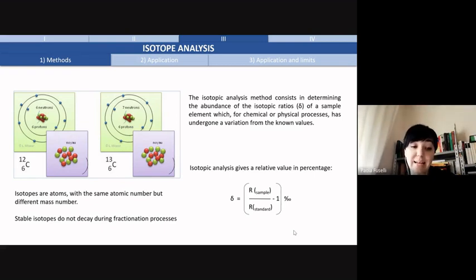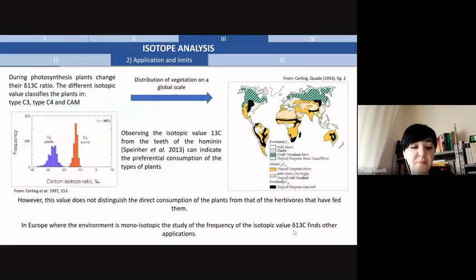Isotopic analysis gives a relative percentage of values expressed by this formula, where R is the isotopic ratio measured by the spectrometer. Next slide. From the teeth, it is possible to measure the isotopic values of carbon, oxygen, nitrogen, and sulfur, both in the mineral fraction, carbonate, hydroxyapatite, and in the organic fraction, collagen. Let's see, for example, the possible applications and the limits.